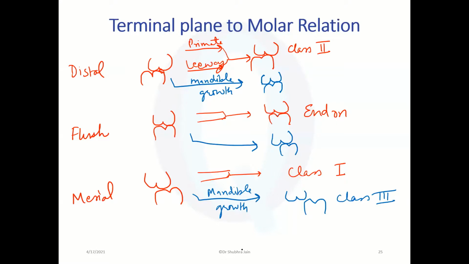When you come to reality, what happens is there is an interplay of a lot of things. It is not as easy as it seems. Apart from the mandible growth, primate spaces and leeway spaces, there is also tooth movement. If tooth movement occurs, then we are going to land up between class 2 and flush terminal in distal step, between end-on and class 1 in flush terminal, and between class 1 and class 3 in mesial step.